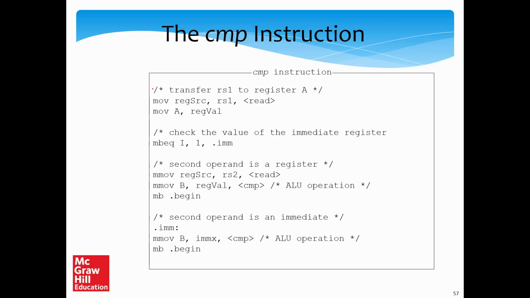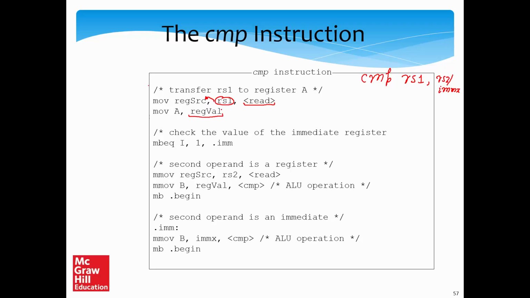So the compare instruction, same thing. Recall that it does not have a destination, it has two sources. A compare instruction always has one source in RS1. The second source can either be RS2 or it can be an immediate, IMX. So let's first read RS1. We transfer the contents of RS1 to reg source, the ID of what needs to be read. That is sent to reg source, and simultaneously a read command is issued. So in one cycle the result is ready.